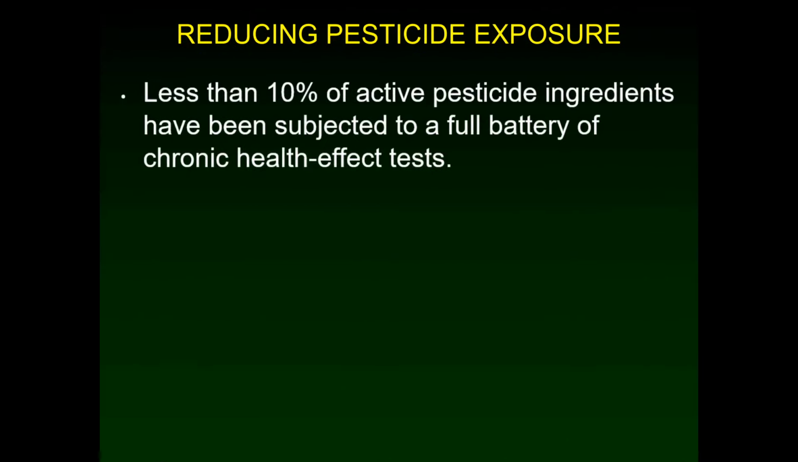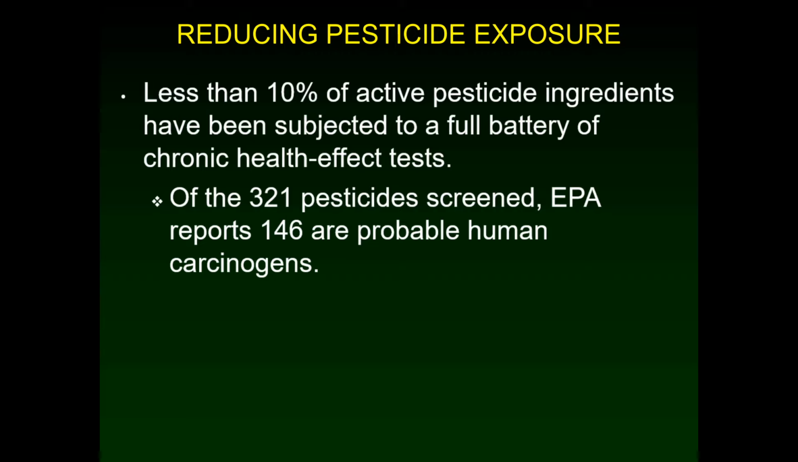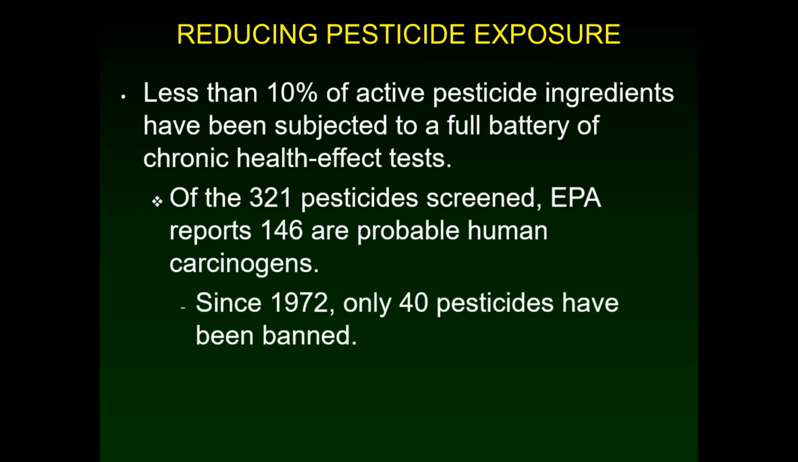So, reducing pesticide exposures. Less than 10% of active pesticide ingredients have been subjected to a full battery of chronic health effect tests. A lot of this just has to do with time and the amount of money involved with it. Of the 321 pesticides screened, EPA reports 146 are probable human carcinogens. And since 1972, only 40 pesticides have been banned. There's a lot of economic reasons behind this. If you are one of the companies that produces a pesticide that's potentially dangerous, if it gets banned, that cuts into your bottom line.